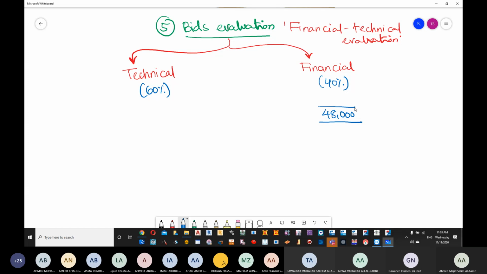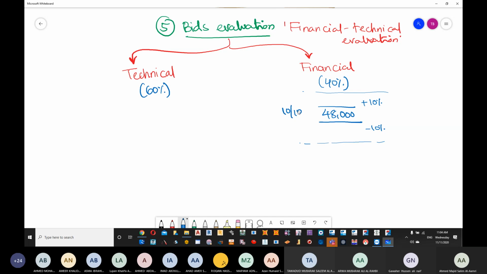So normally how we are going to give the rating here, normally we say any company within plus 10% or minus 10% is going to get 10 out of 10 in the financial. Are we fine?